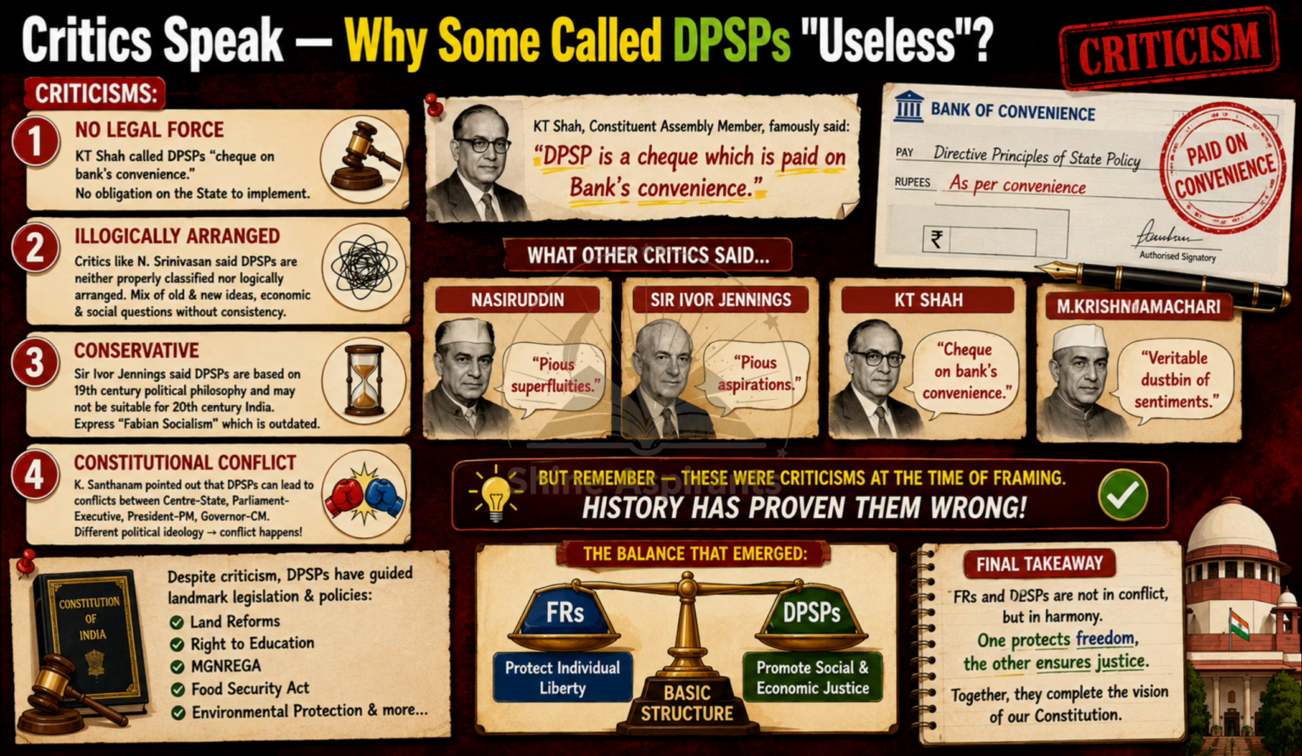Criticism 3. Conservative. Sir Ivor Jennings said DPSPs are based on 19th century political philosophy and may not be suitable for 20th century India. The Constitution expresses Fabian socialism, which is outdated. Criticism 4. Constitutional conflict. K. Santhanam pointed out that DPSPs can lead to constitutional conflicts between center and state, parliament and executive, president and PM, governor and CM. When DPSPs give directions to the state but the state government is of a different political ideology, conflict happens.